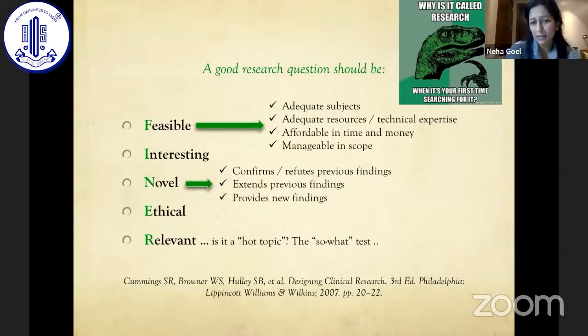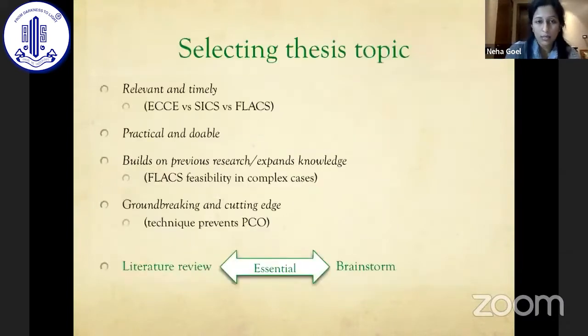So don't just, like the previous speaker was saying, don't just do research for the sake of doing research. It should be a topic which adds something to the community. Now, the topic should be relevant and timely. So, think a little ahead of time, because you will be submitting your thesis after 2 years. So the topic should still be relevant and timely at that time. It should be practical and doable, like I said, and it can build on previous research or expand knowledge.